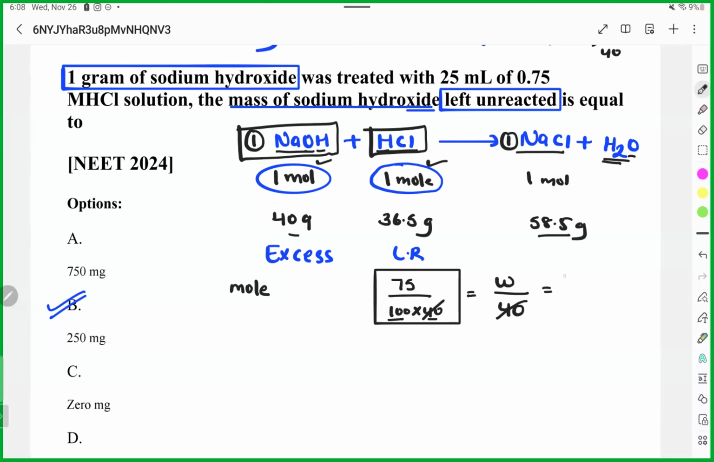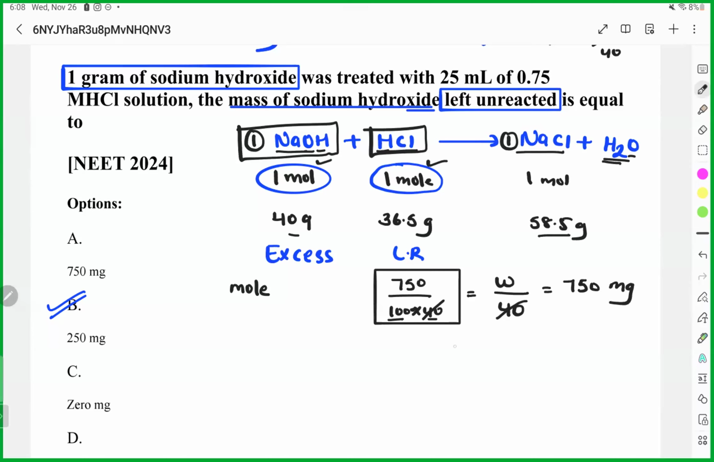It is 75 by 100. If you multiply both with 10, what will happen? It will become 750 milligram. Instead of gram, you can take milligram. Yes or no, guys?